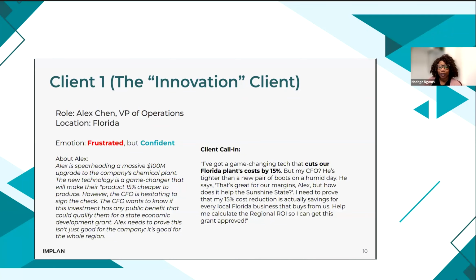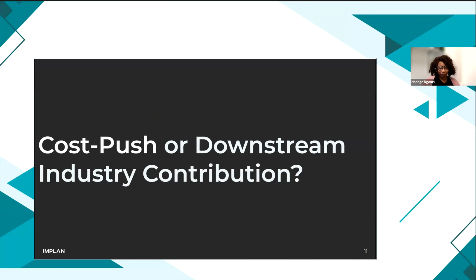I've got a game-changing technology that cuts our Florida plant's costs by 15%. But my CFO, he's tighter than a new pair of boots on a humid day. He says, that's great for our margins, Alex, but how does it help the Sunshine State? I need to prove that my 15% cost reduction is actually savings for every local Florida business that buys from us. Help me calculate the regional return on investment so I can get this grant approved.